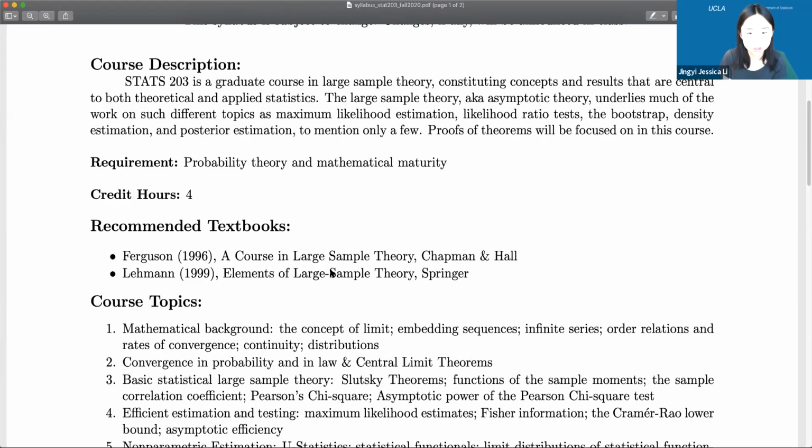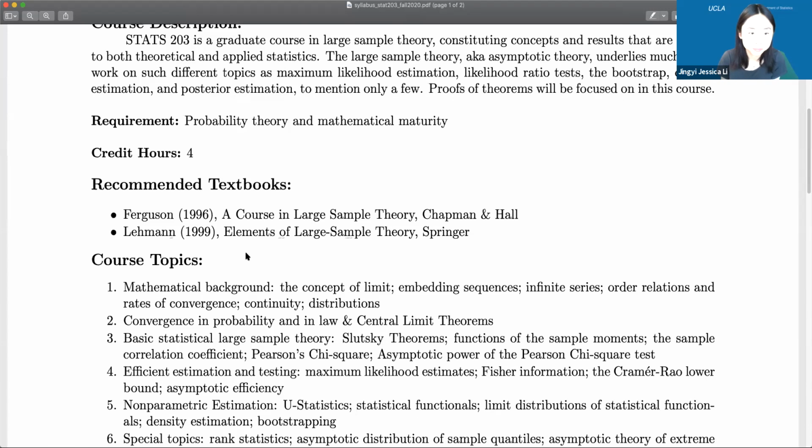You can access Elements of Large Sample Theory by using the UCLA VPN. If you connect to the UCLA VPN, you can access this book for free, I think, because it's by Springer, and we have purchased other Springer books. This one gives a lot of the elements of what we will use. However, it's not as rigorous as the Ferguson book. If you compare the two side by side, you can see what I mean.